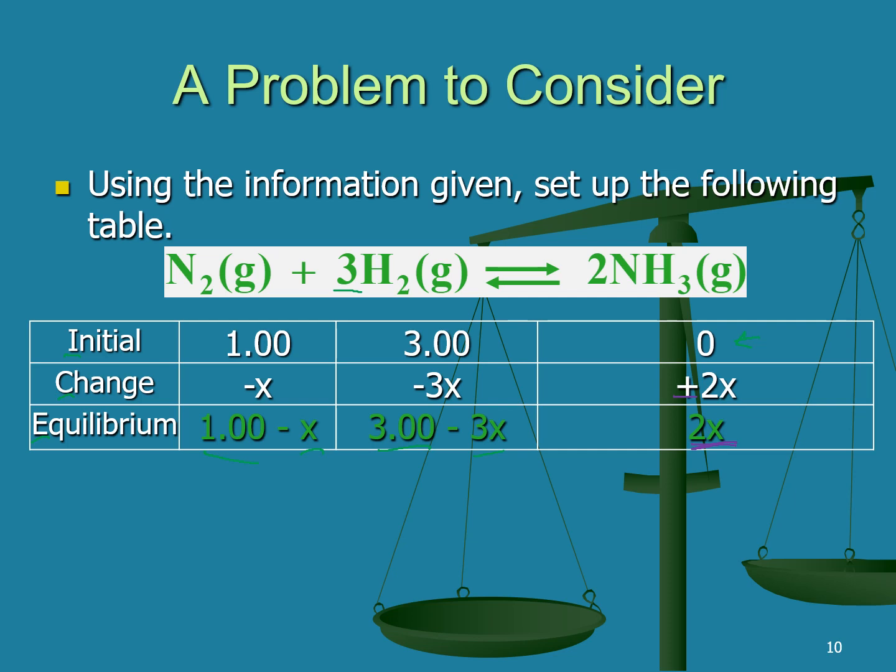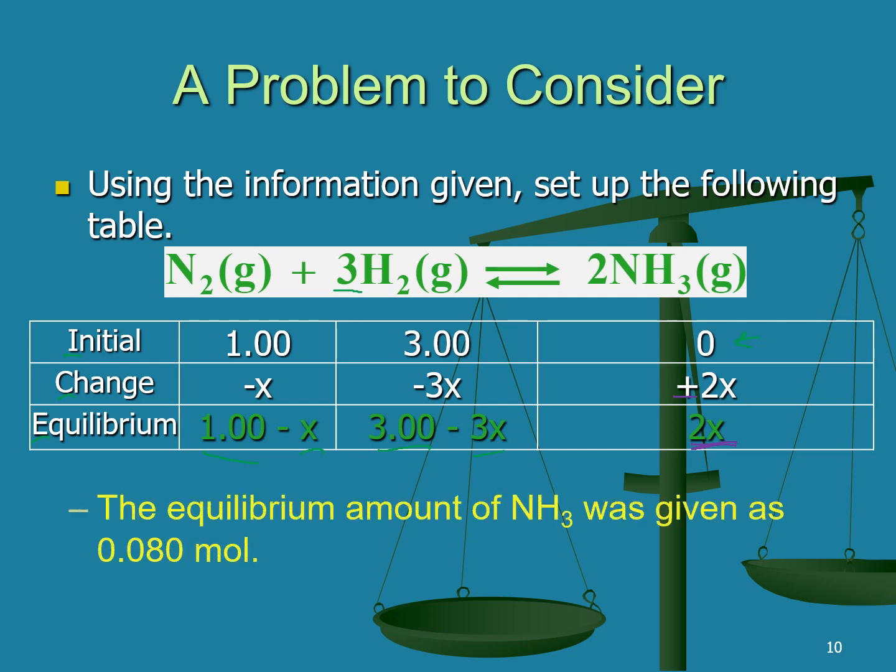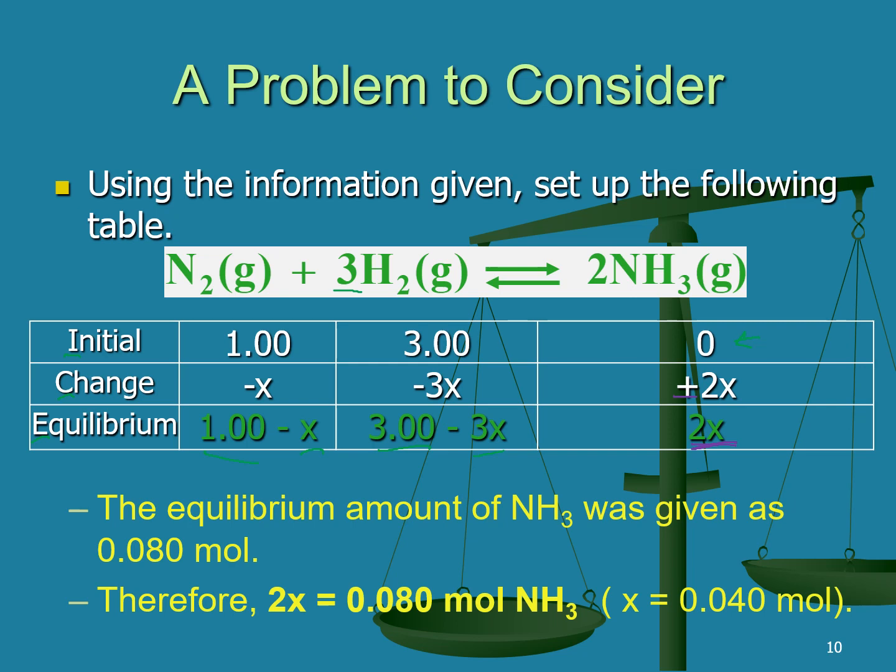Okay, so now we have to go back to the problem, and it tells us that there is 0.080 moles of NH3 present at equilibrium. So what that means is now we have a way to find out what X is. That means that 2X equals 0.080, because that's how much was formed, 0.080, that's 2X. So that means X equals 0.040 moles.